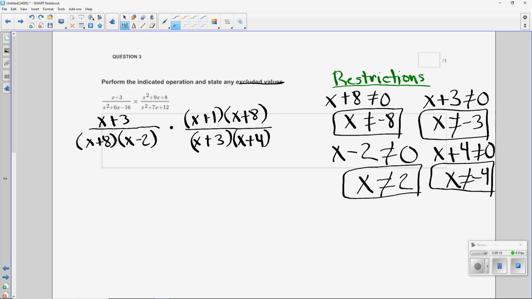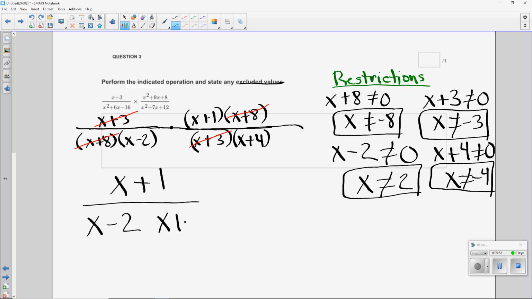Then what I like to do when it's a multiplication problem, treat it basically as one big fraction, because ultimately all we're doing is multiplying the tops and multiplying the bottoms. But before we do that, we want to cancel out like factors. So I see there's an x plus 3 at the top, and there's an x plus 3 at the bottom. Those cancel. I see an x plus 8 at the top and an x plus 8 at the bottom. Those cancel. No other common factors, so your answer is whatever's left over. X plus 1 at the top, x minus 2, x plus 4 at the bottom.